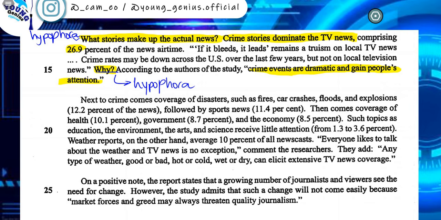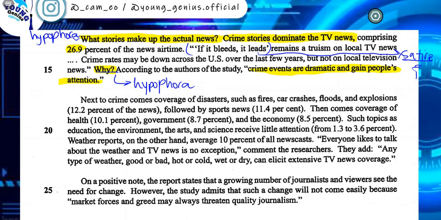Right here, if it bleeds, it leads remains a truism on local TV news. Now, if it bleeds, it leads, this is kind of satirical to me. So I think I had jotted this down as satire, and that I had left for a technique. Now, the difference between the techniques and the strategies is that the techniques are more the figurative devices used to enhance the piece, while the organizational strategies are more the ones used to construct the piece or lay the foundation for the piece, I guess.